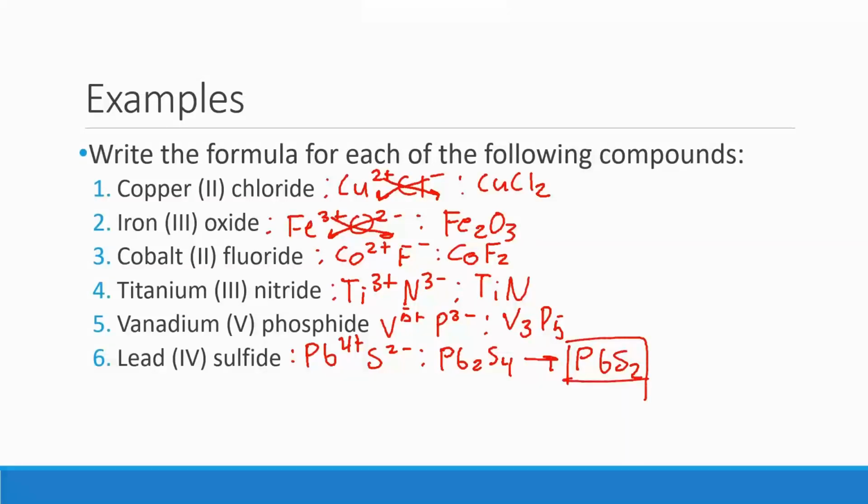Okay. And that really does it for writing formulas for transition metals. All of these do have a Latin name associated with them, but those will not be covered in this video right now.